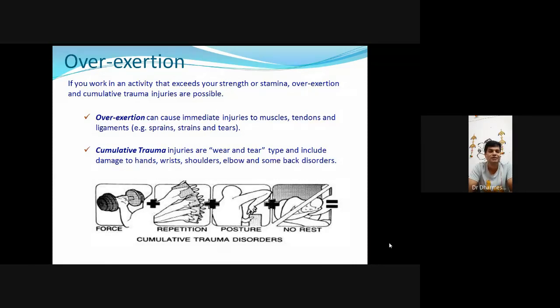Over-exertion: the dentist has to maintain a static posture while working in the dental clinic. If you go to a dental clinic, the dentist has to maintain a bent-down posture, lift his shoulder up, and operate. So that's an example of static posture. That leads to cumulative trauma disorder, where the shoulder, hands, and wrist can get affected sometimes due to no rest being given to the body posture.